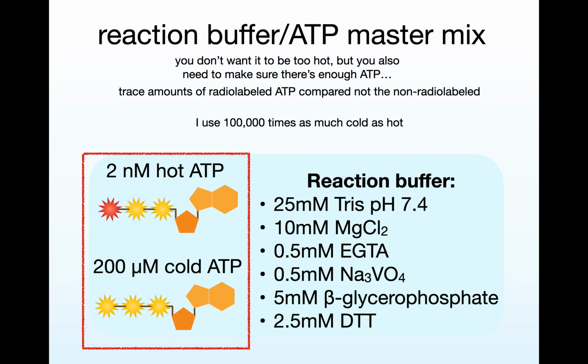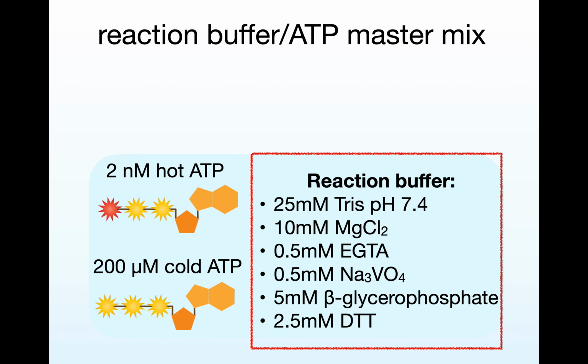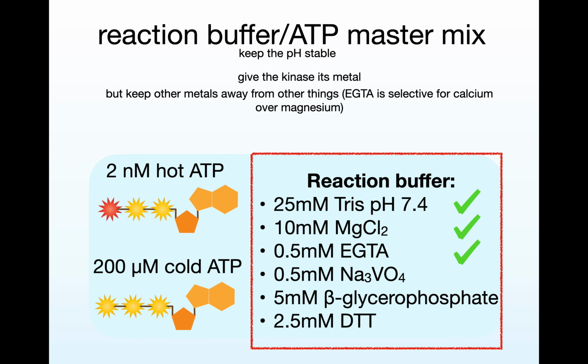And so then what else is in this buffer? The first thing is the buffer, the pH stabilizer. This might have to be optimized for your kinase. Then magnesium chloride. Kinases typically use magnesium to help them do that transfer step, so you need to make sure they have plenty of that.